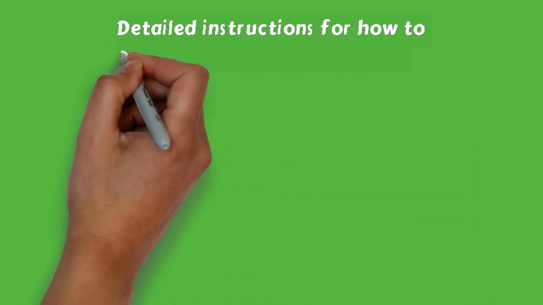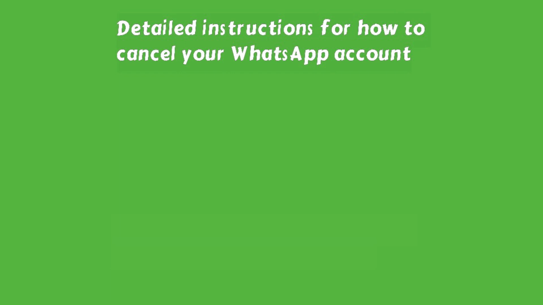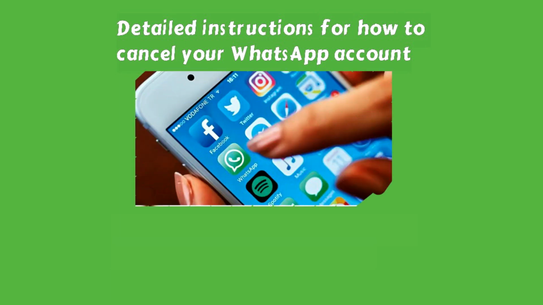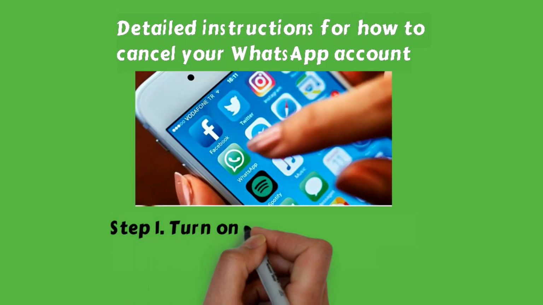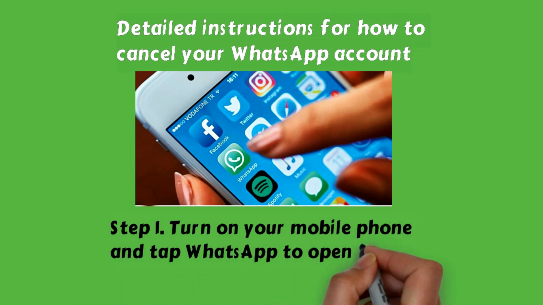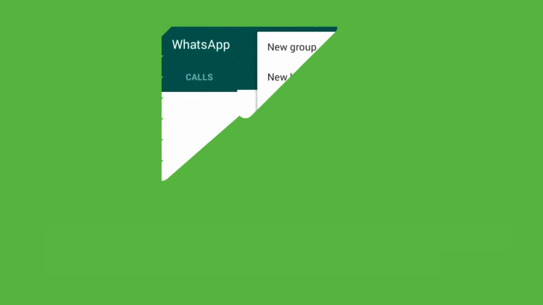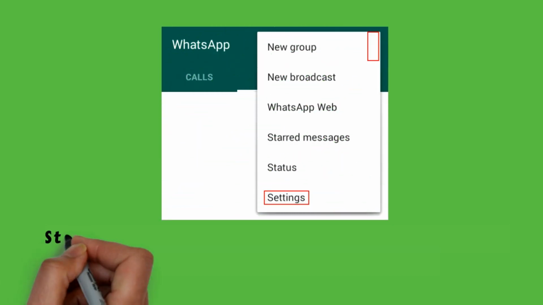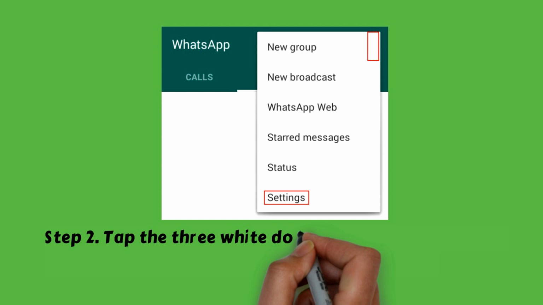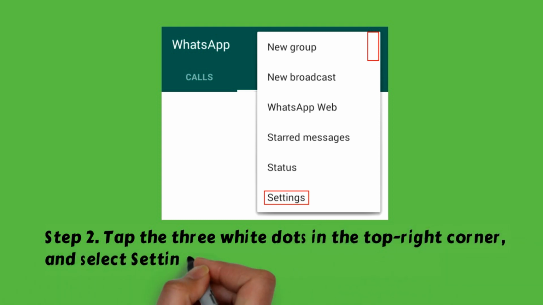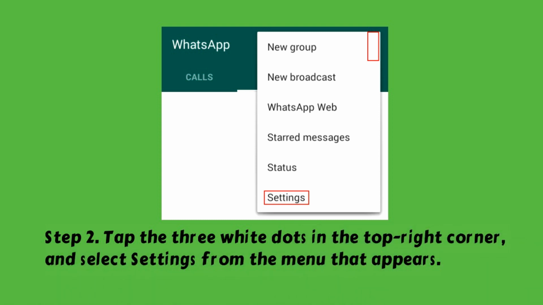Detailed instructions for how to cancel your WhatsApp account. Step 1. Turn on your mobile phone and tap WhatsApp to open it. Step 2. Tap the 3 white dots in the top right corner and select Settings from the menu that appears.